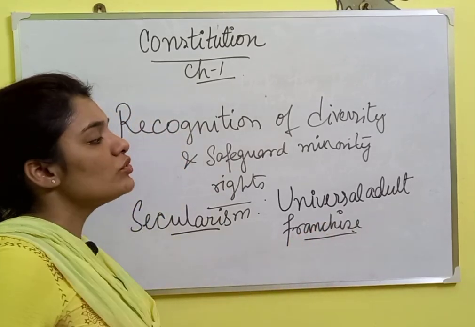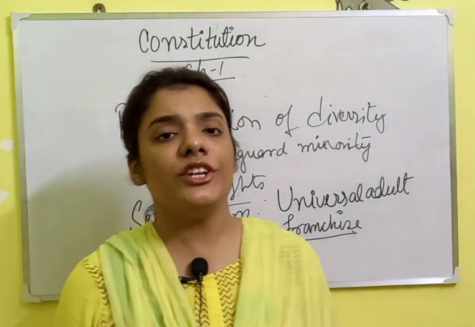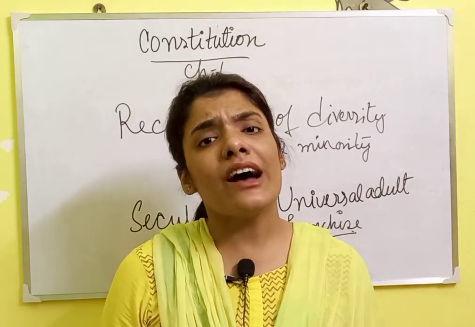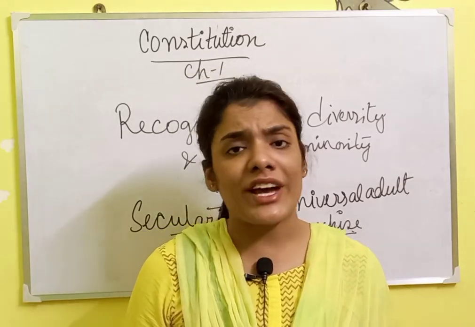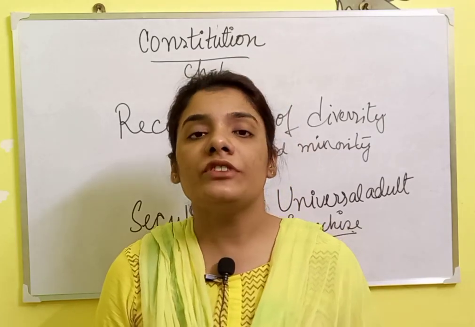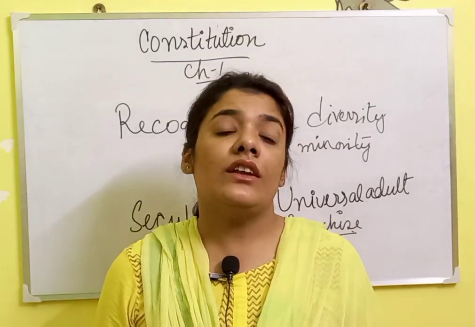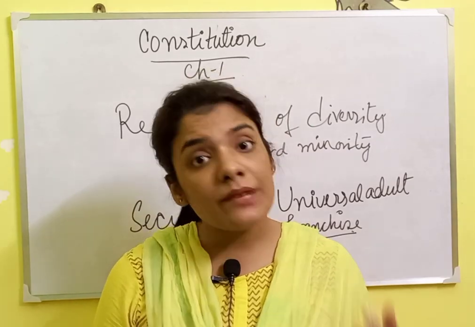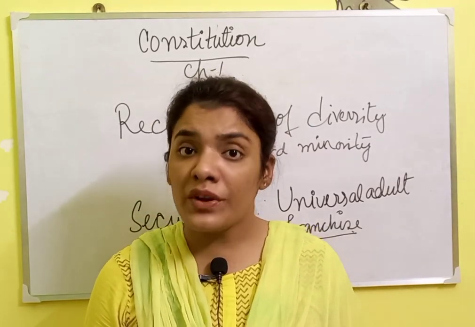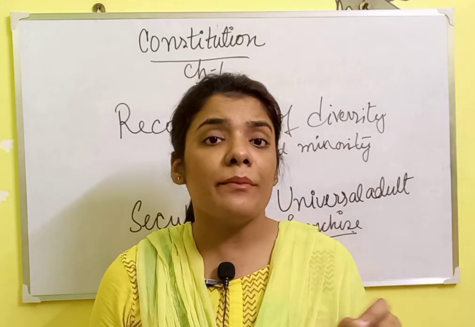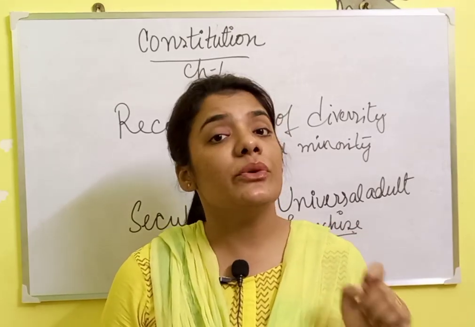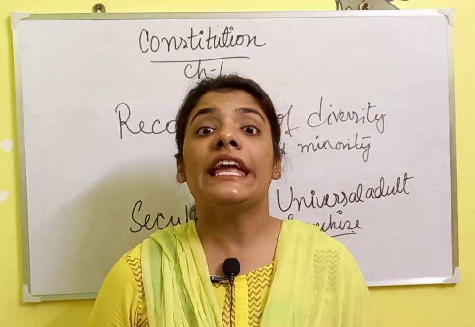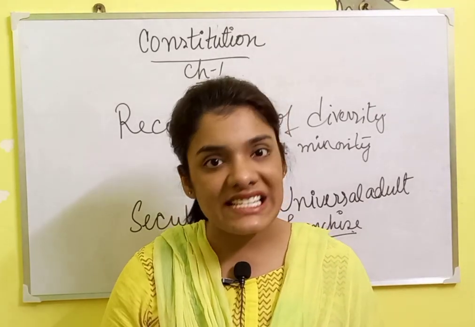Okay, next comes universal adult franchise. Now in your lower classes you have already studied about universal adult franchise. Now this universal adult franchise was adopted after the year 1950. Okay, now when the first election took place in the year 1951, exactly before that, in the year 1950, when the first election commission was set up in India, during that time our first prime minister, that is Jawaharlal Nehru, he took a very bold and very risky decision.